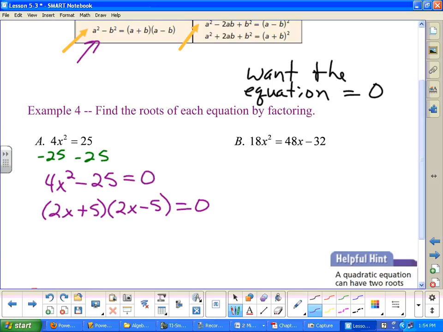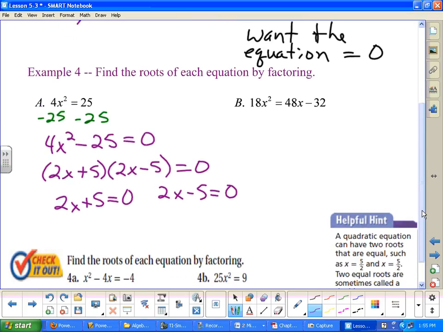Now, are my answers plus and minus 5? No, because that would be the opposite of this and the opposite of this, wouldn't it? But would those be the right answers? Why not? Since I have the 2 in front of the x, I can't just do the opposites. So I actually have to set these two factors equal to 0 and solve them.